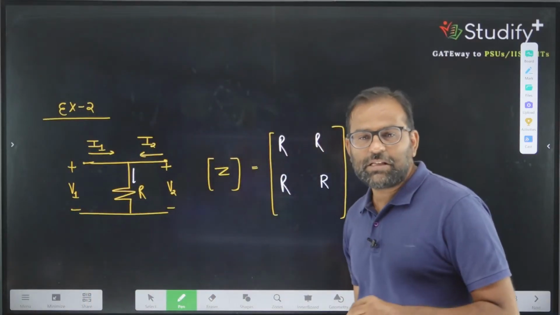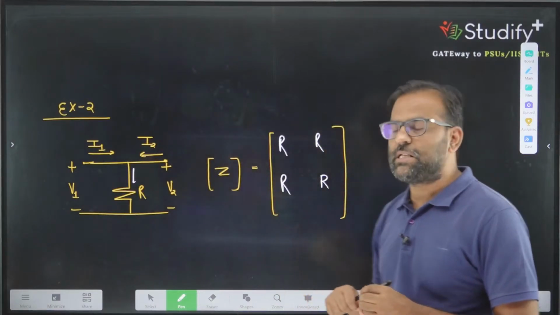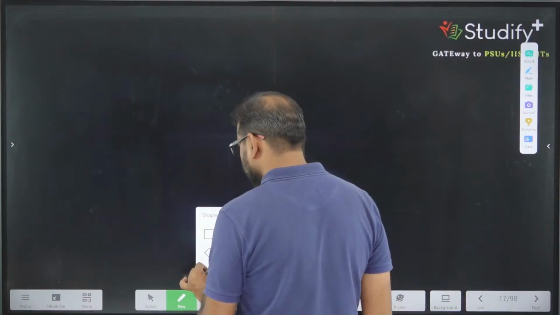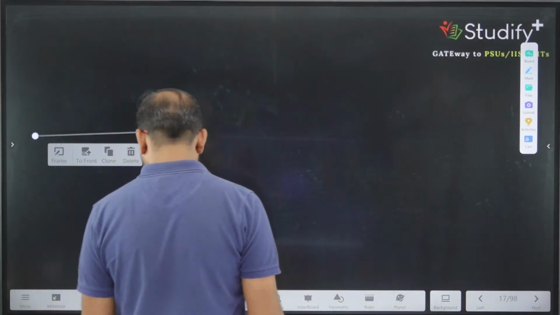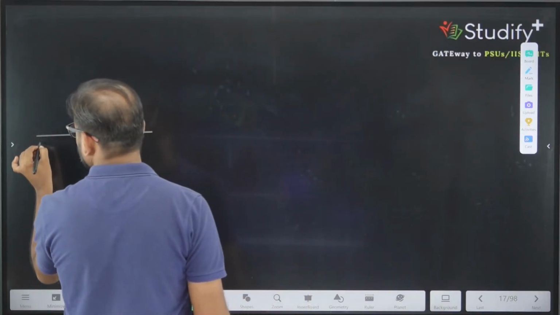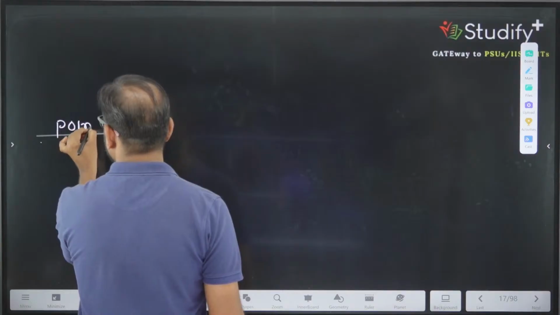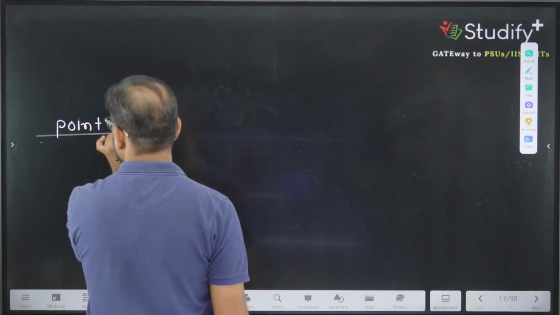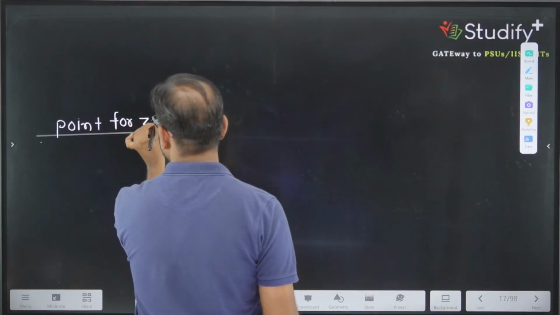But Z parameters are not defined when currents I2 and I1 are dependent on each other. Z parameters are not defined. Very important point for Z parameters.